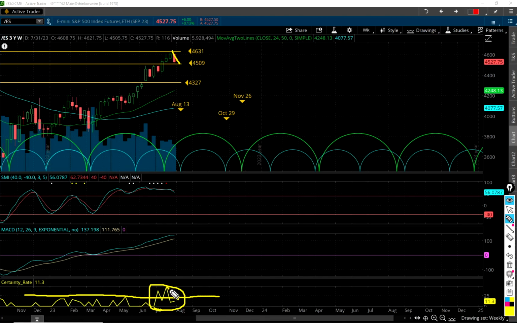All right, so I'm not going to dive too deep into what this is, but the members get updated every day in a nightly email regarding the certainty rate. And it's an integral part of my trading, and it helps guide members in the direction that I think, in my opinion, the market is going to be headed, okay? All right, so let's talk about this weekly chart.